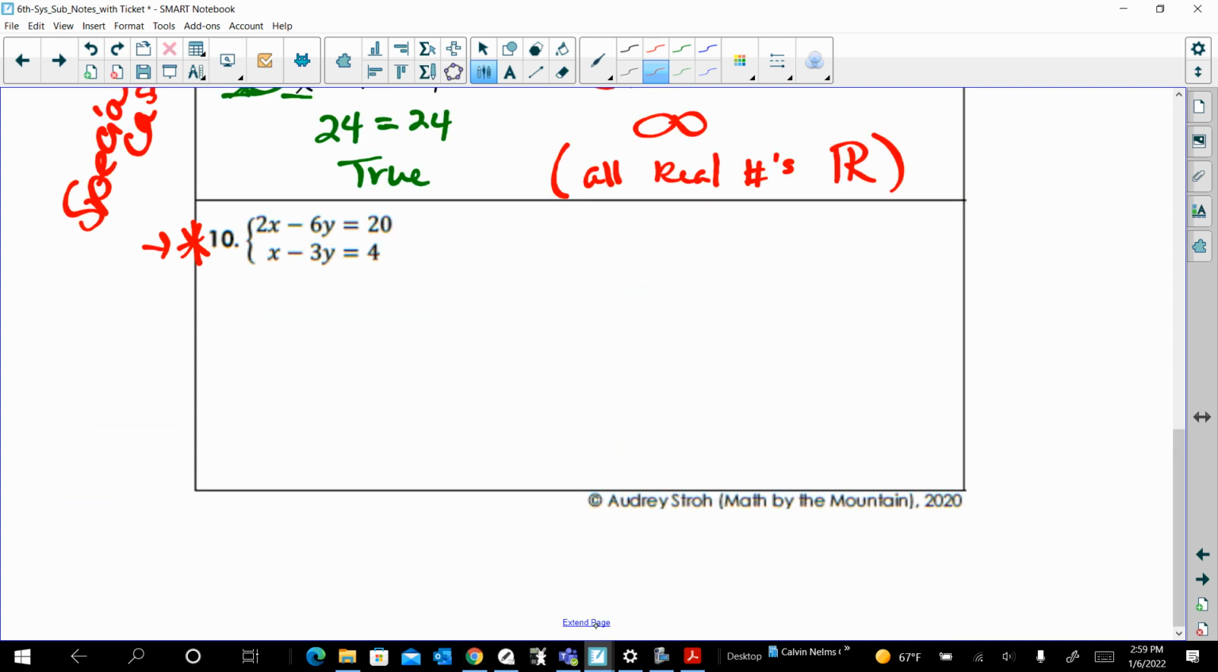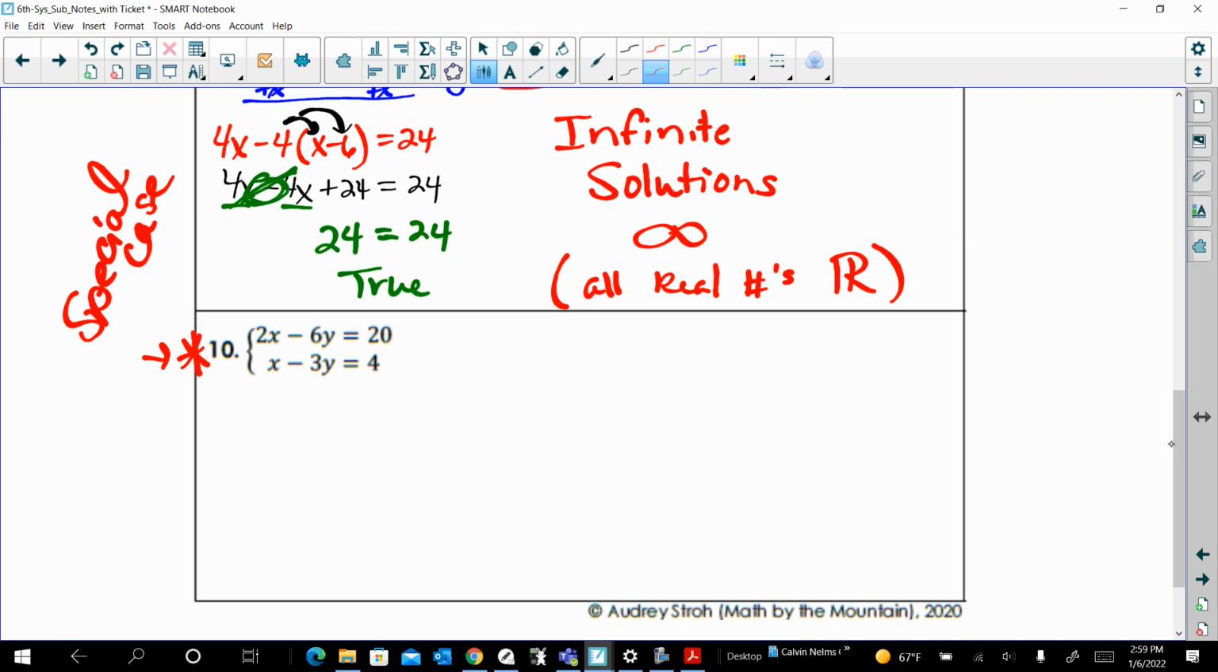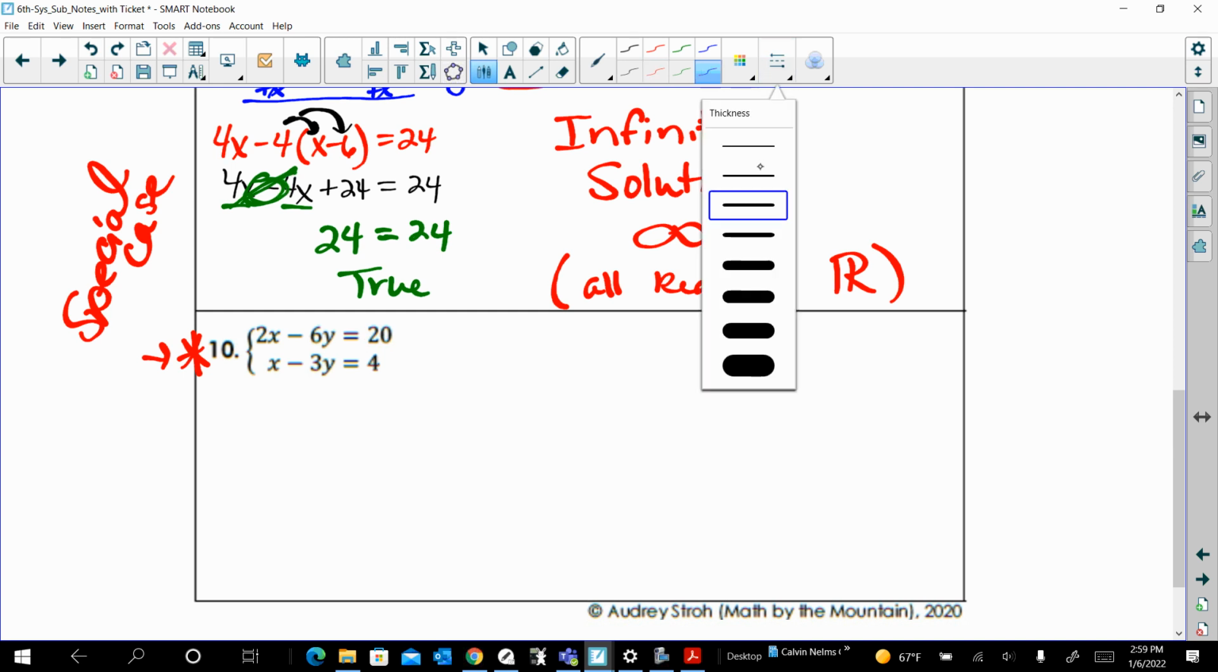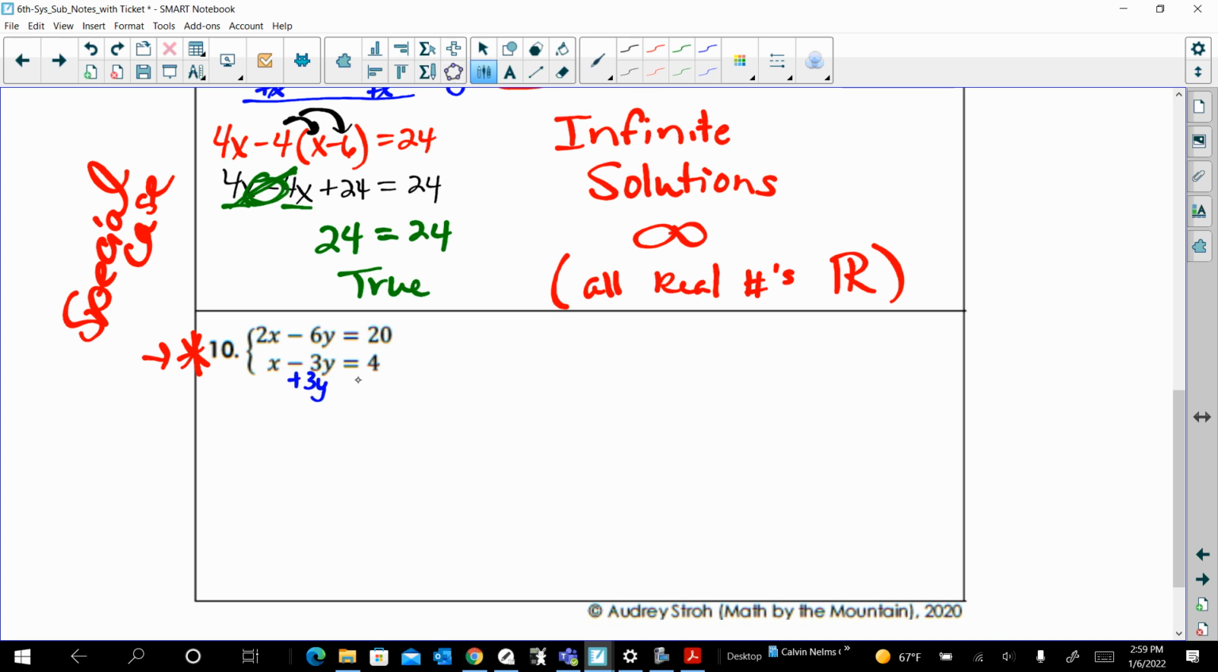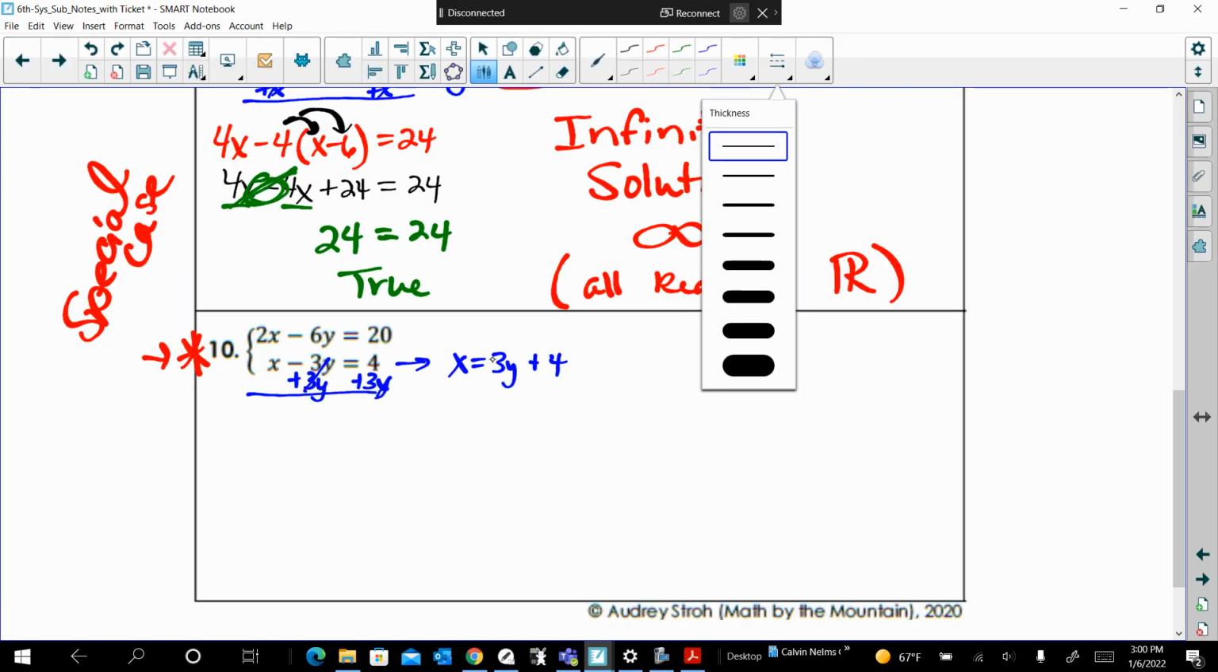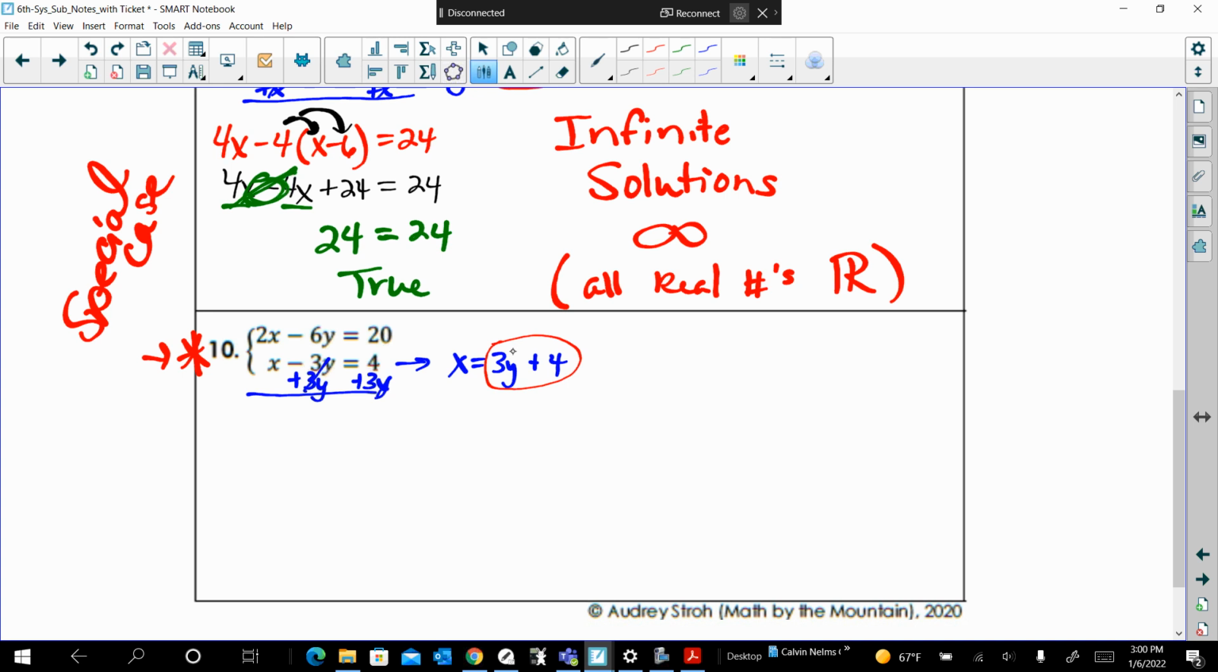Now, if you look at number 10, we still have to pick which variable is easier to isolate. Here, it would be x in the second equation, because x doesn't have a number in front. The x in the first equation has a 2 in front, this one doesn't. So to do that, you would add 3y to eliminate the other variable. This would give me x equals 3y plus 4. Now that the x is isolated, I can take this expression and plug it in for the x in the first equation.